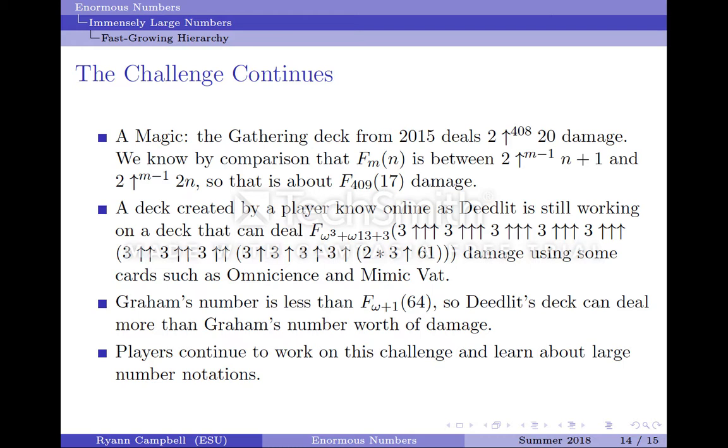So I'm curious what's going to happen if Deedlit and some of the other players will be able to create even more damage in the deck. Or maybe you'll learn Magic the Gathering too and can create a deck of your own.